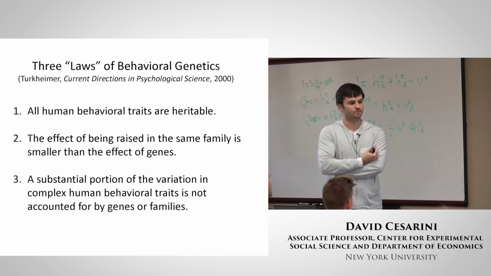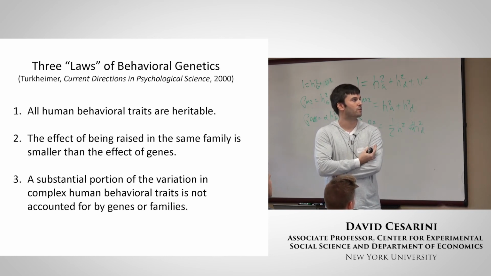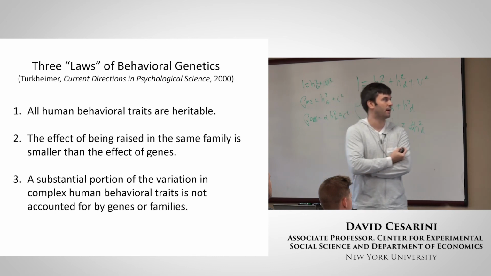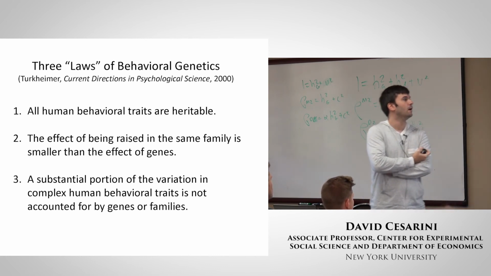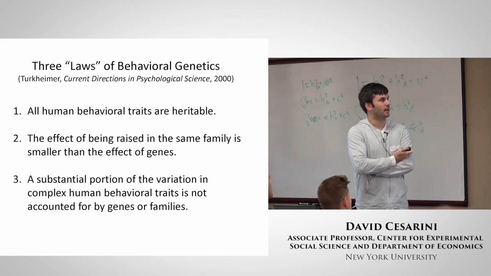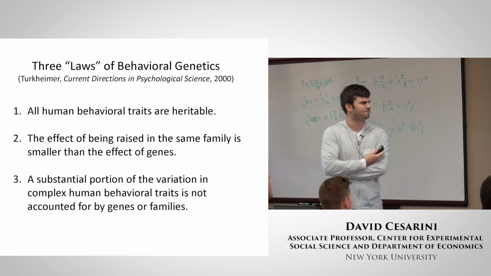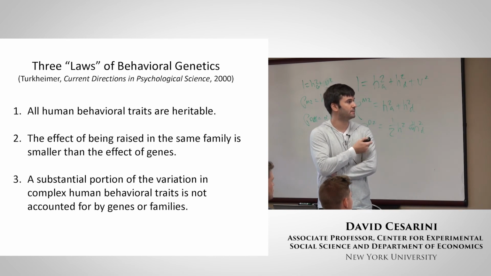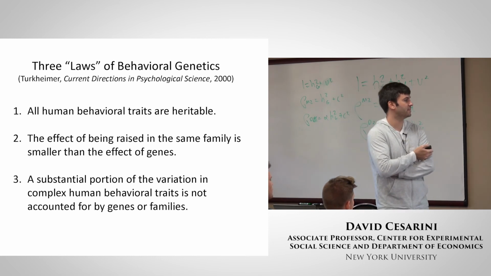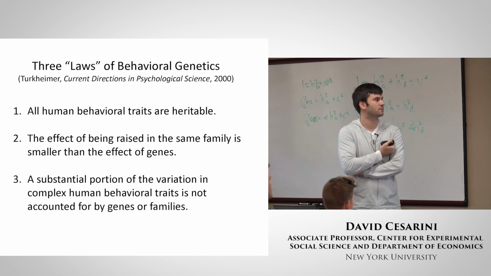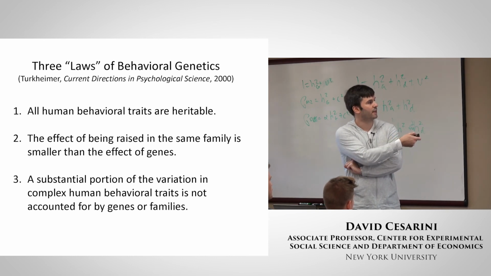can ultimately be traced to genes. More of their resemblance is accounted for by something that has to do with their shared genes, and less of their resemblance can be traced to things that have to do with their shared environment. And then finally, a substantial portion of the variation in these complex human behavioral traits isn't accounted for by either genes or family. That is to say, in the notation of the ACE model, let me just go back quickly, that we usually find that the variance of E is larger than the variance of C.